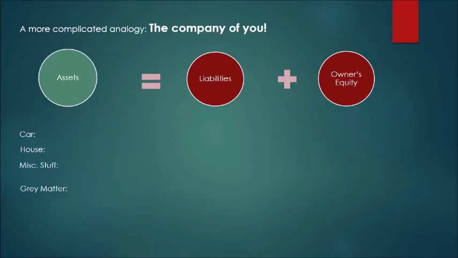Now, let's just say for the purpose of this equation that the car is worth $5,000. The house is worth $100,000. That miscellaneous stuff of yours is worth $2,000. And your gray matter, let's come back to that one. Now, let's go back to the car. Let's say that you purchased that car with liabilities of $3,000, the car loan, and $2,000 in cash. $5,000 equals $5,000. The equation's in balance.